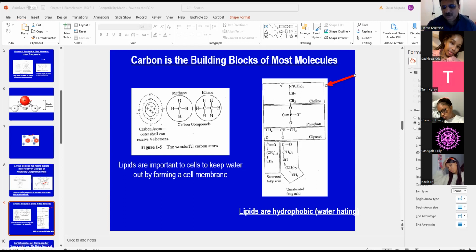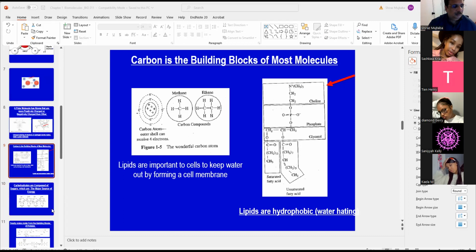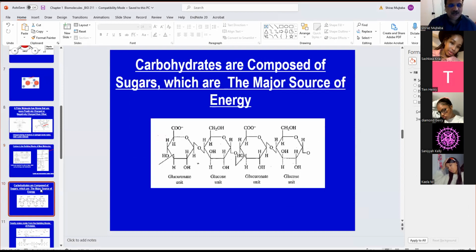Saturated and unsaturated fats are also important to support the structure of the membrane. And lipids help a lot during starvation. They serve as an alternative source of energy. The second biomolecule is carbohydrate.